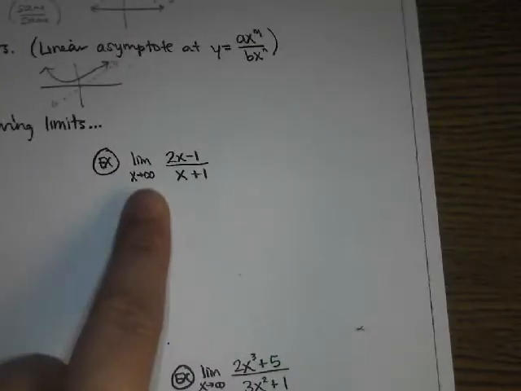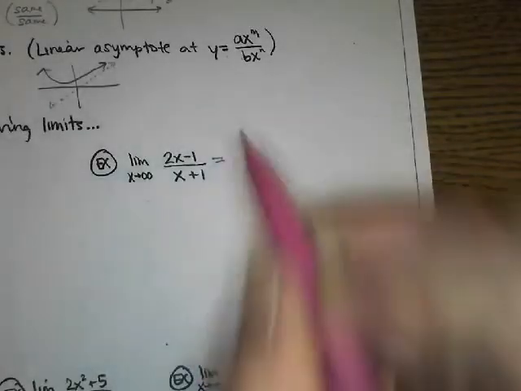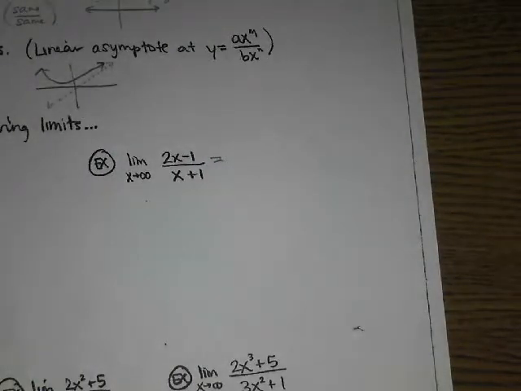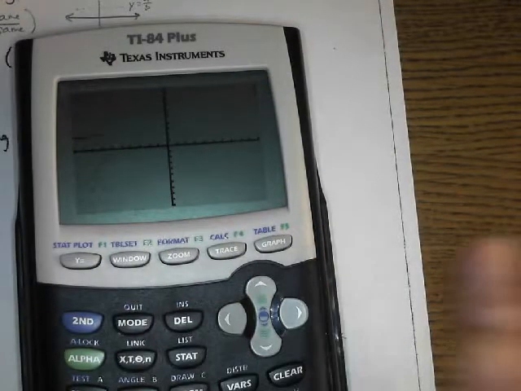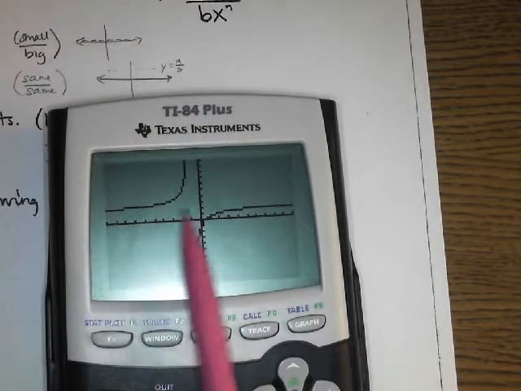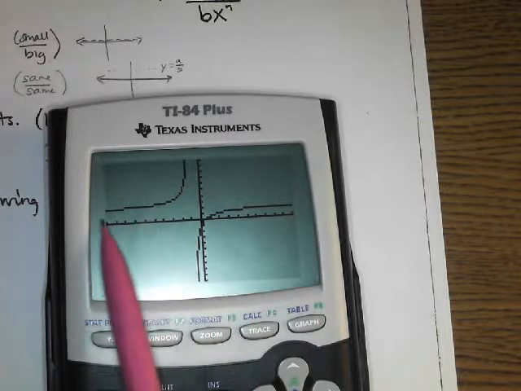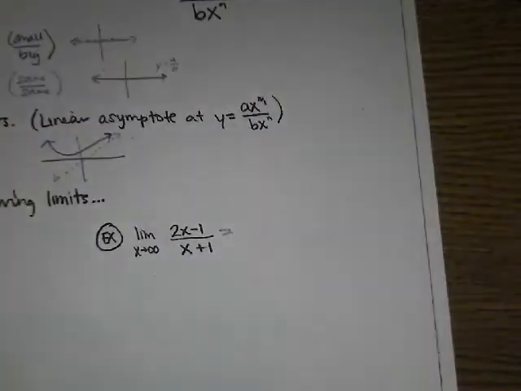What category does this one fall into? So what would this limit be? Good? I'm just going to show it to you. Yep. So you have a horizontal asymptote of 2, and both as you're going towards positive infinity and as you're going towards negative infinity, it's going towards 2.